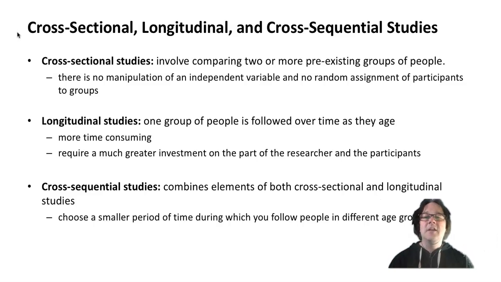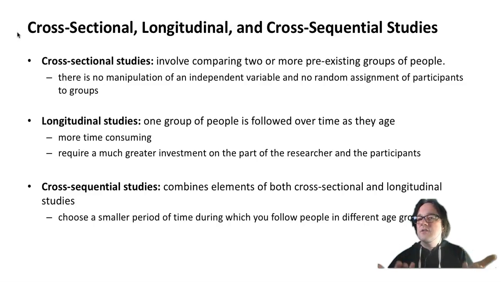different sets of age groups, essentially. So in cross-sectional designs or cross-sectional studies, this involves comparing two or more pre-existing groups of people. So there's no manipulation of an independent variable, and there's no random assignment of participants, because we might be studying, let's say, millennials and Gen Xers, right? We want to determine what is their political engagement. Is there a difference in political and social engagement between millennials and Gen Xers or baby boomers, let's say?